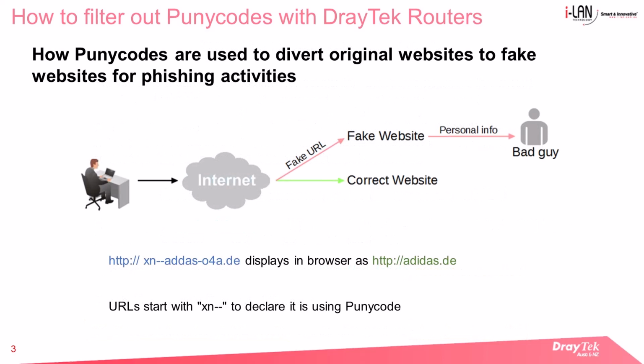Unfortunately, some hackers are exploiting this Punycode encoding. So now the hacker just has to register the Punycode name as a fake domain name and set up his hacking website to exploit this feature.